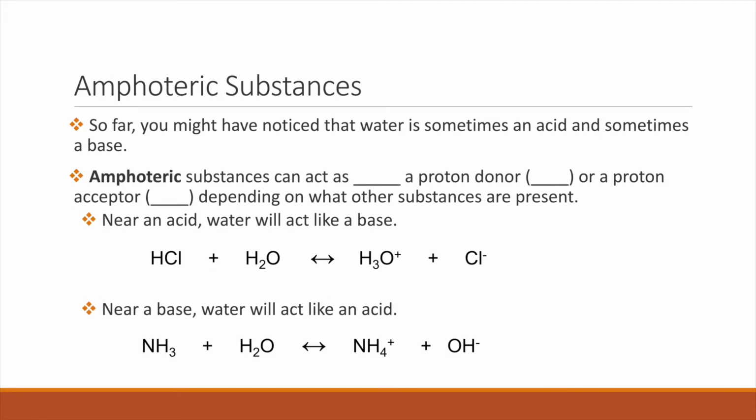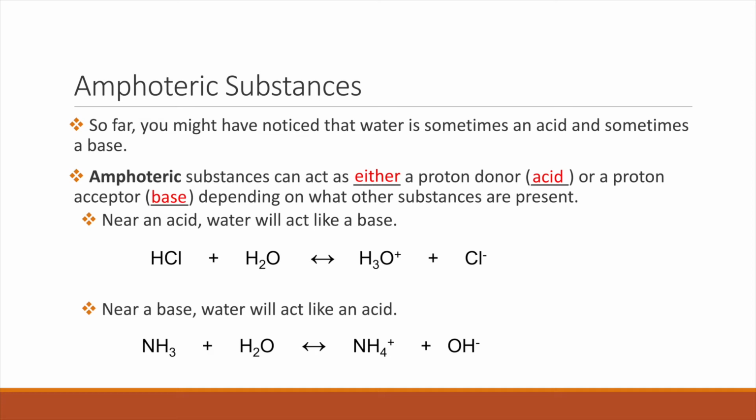Okay, so far you might have noticed that water is sometimes an acid and sometimes a base. This is because water is pretty special. It's known as an amphoteric substance. So amphoteric substances can act as either a proton donor, so an acid, or a proton acceptor, or base, depending on what other substances are present.